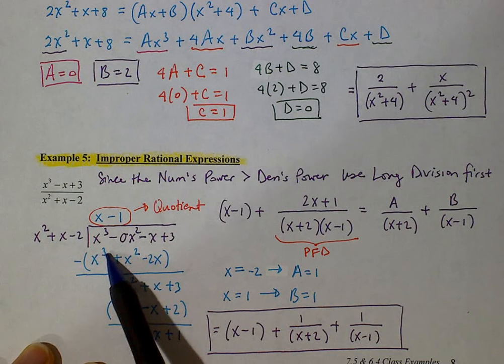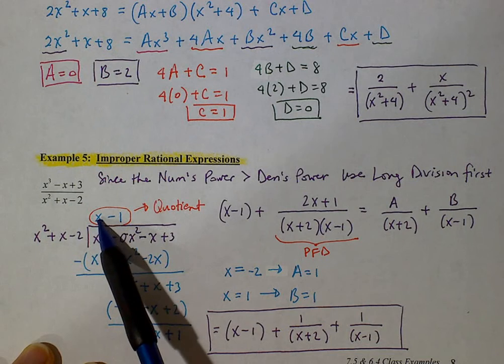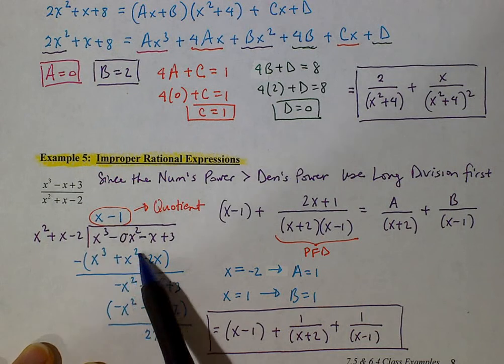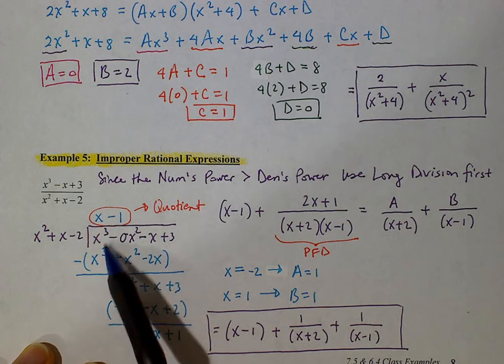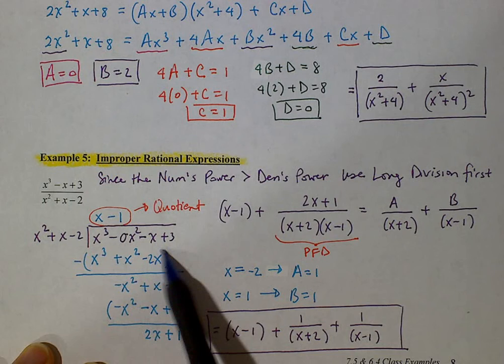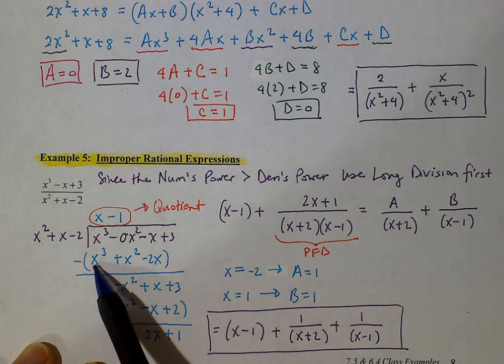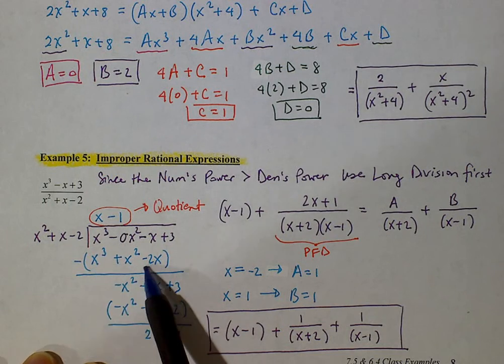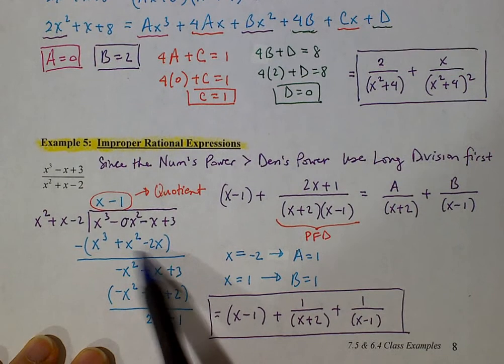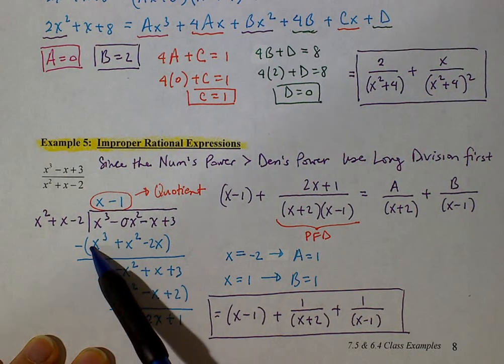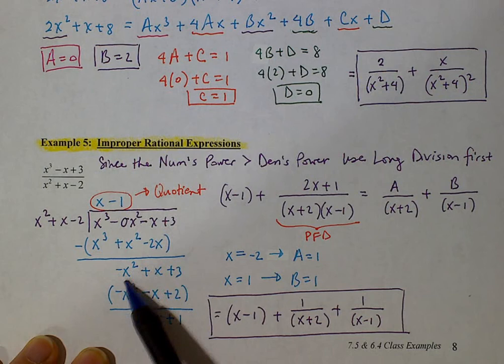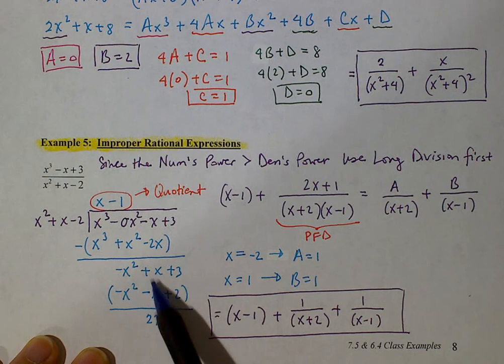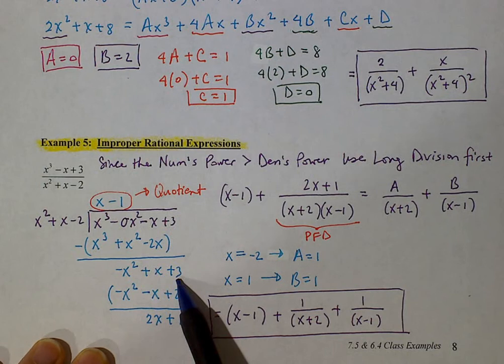So x times x squared is x cubed, and then I have to distribute this. x times x is plus x squared, and x times negative 2 is negative 2x. And then you have to subtract. So put this in parentheses. It's very easy to just negate the first term and not the other terms, right? So you're going to negate everything. So this drops out. This becomes a minus x squared, and then this is going to be a plus x, and then I drop down the 3.